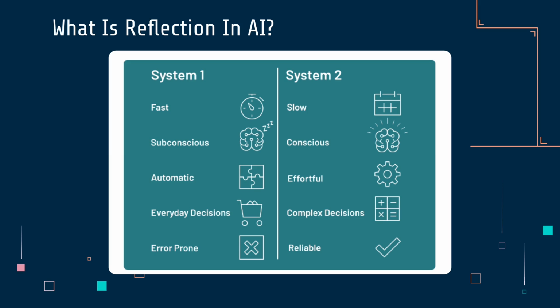So let's say system one, which is kind of what we have LLMs for, they're much faster. Like if you go on ChatGPT and ask the question, it just outputs a bunch of results, right? It doesn't really reflect on whatever it's saying. It just outputs a bunch of results. So it's faster. They're subconscious. They're not really conscious. They're automatic. Okay, very fast. They can do everyday decisions and they're error prone. They can make a lot of errors.